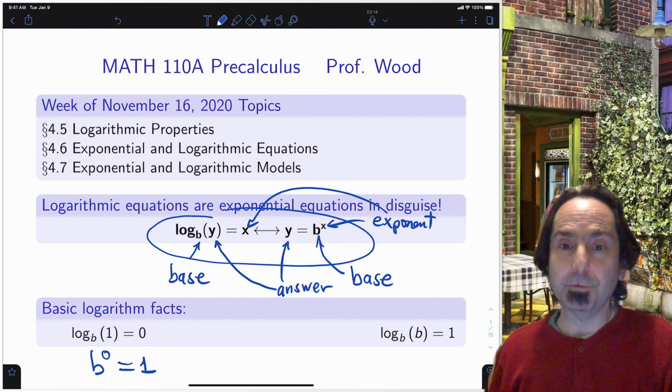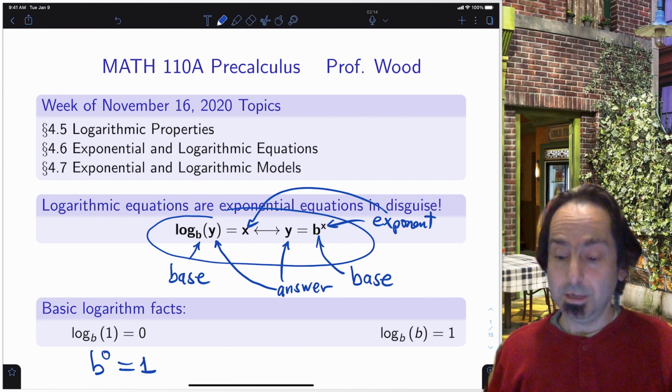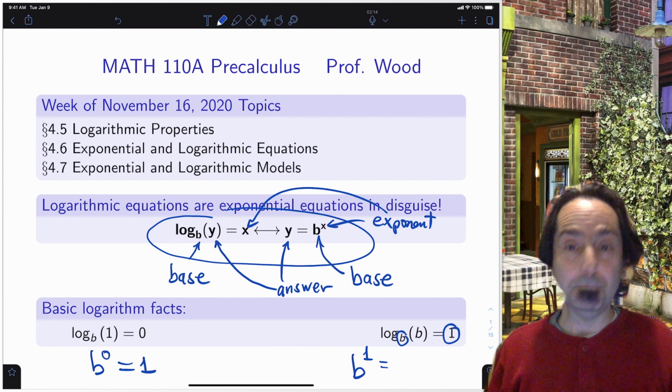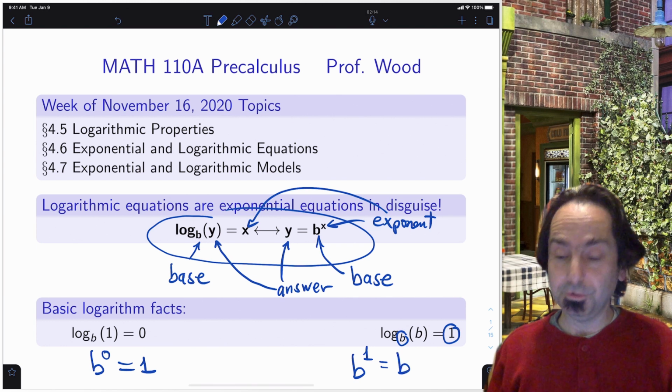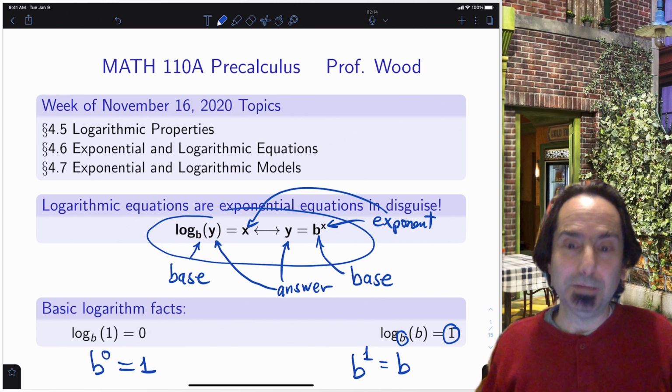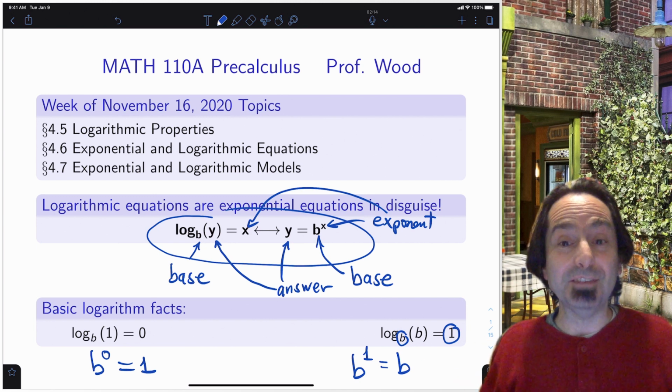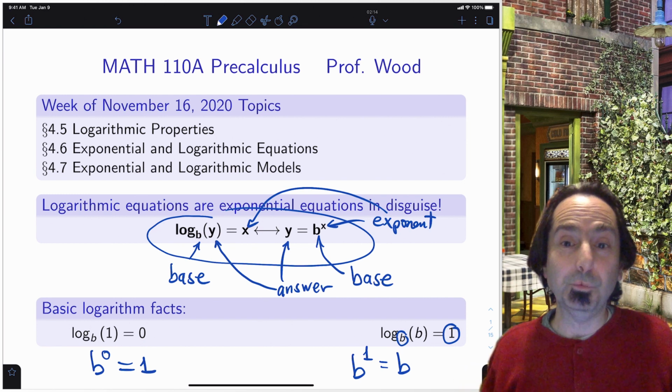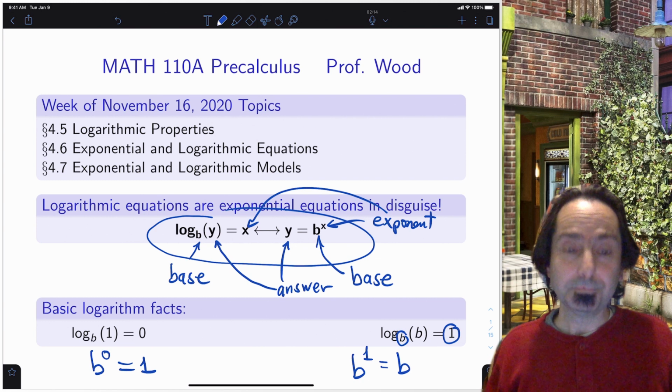Let's take a look at the one on the right. Log base b of b is 1. Well, the base is b, the exponent is 1, and so this just says that b to the 1 is the answer, which is b. Well, duh. In exponential form, it's so clear, but when we change it to logarithmic form, it's saying the same thing, but it looks a little bit more confusing just because we haven't gotten so used to it.